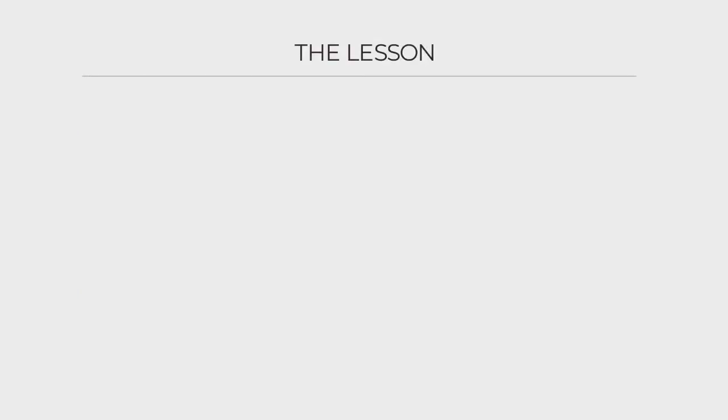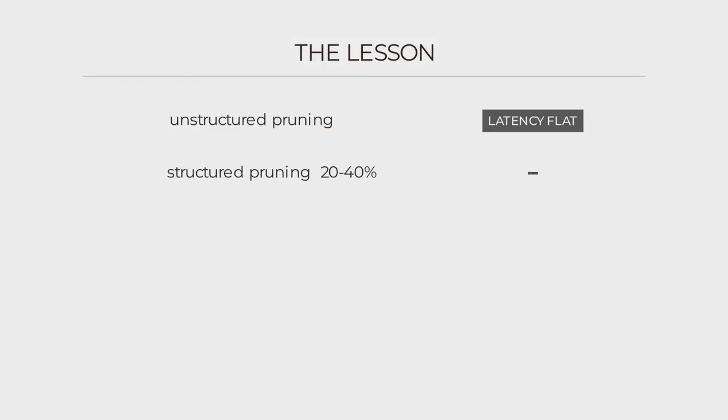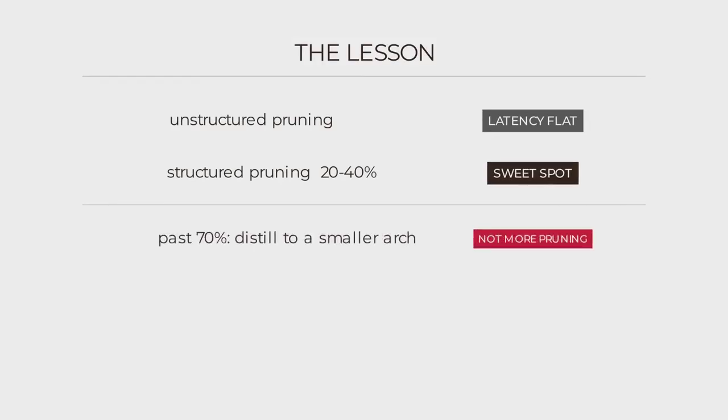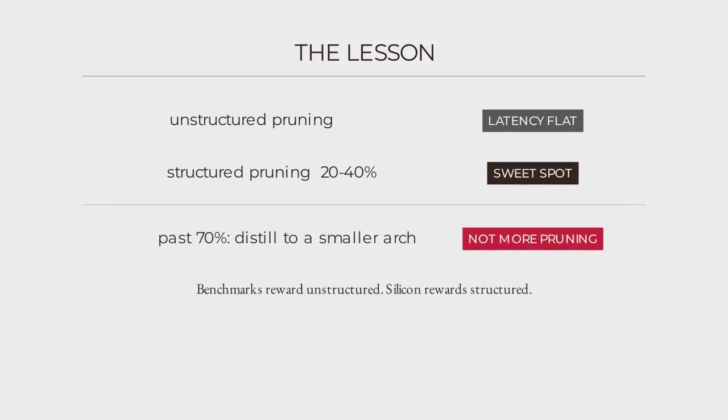So papers measure unstructured pruning because the accuracy curve looks good. Embedded hardware assumes dense GEMM, so only structured pruning buys latency. And past 70%, structured or not, you are in the cliff. Stay in the 20 to 40% sweet spot.